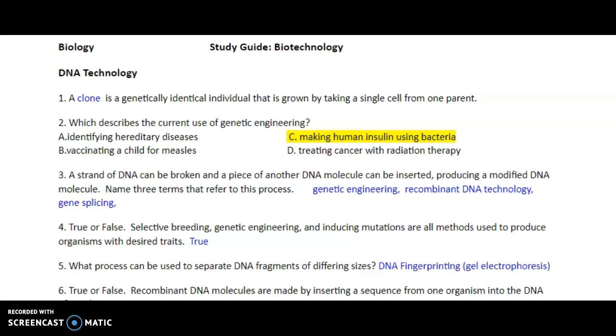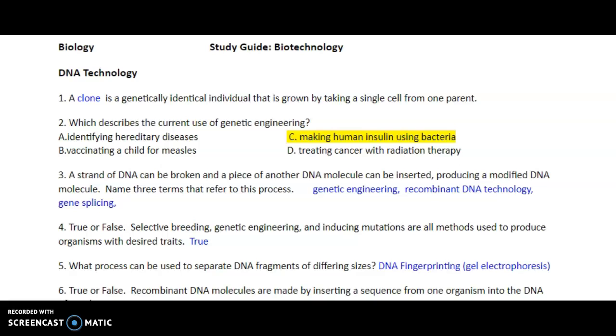Number 2, which best describes the current use of genetic engineering? A says identifying hereditary diseases. The Human Genome Project is important for being able to identify hereditary diseases, but that's not officially genetic engineering because they're not manipulating the genes. They're just going in and looking at them.